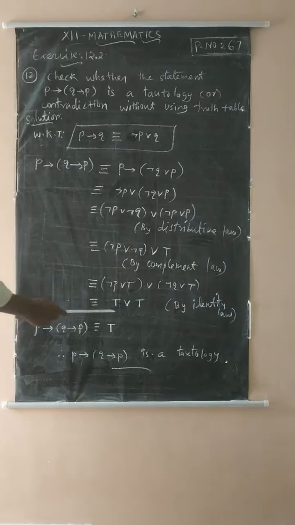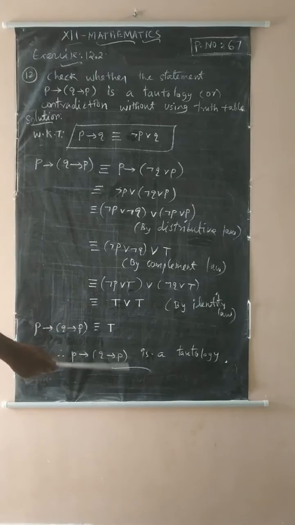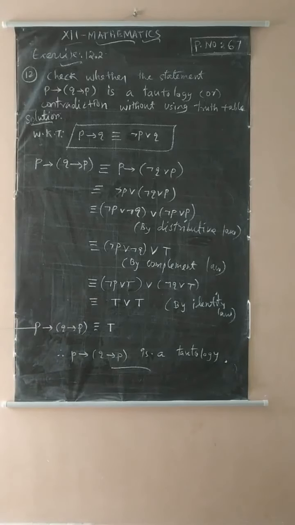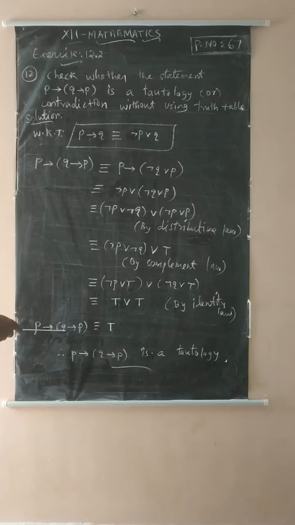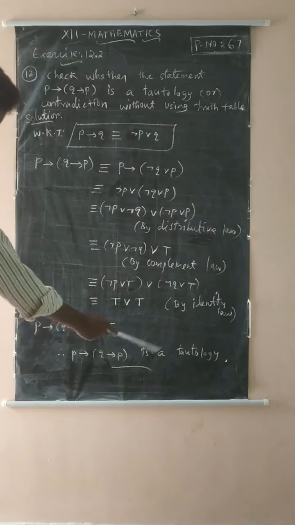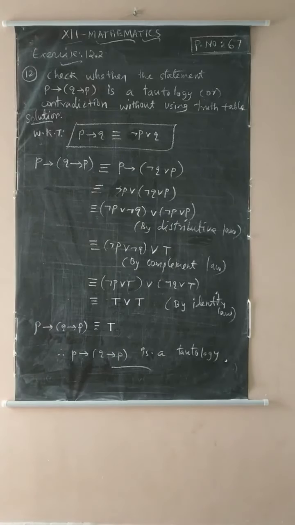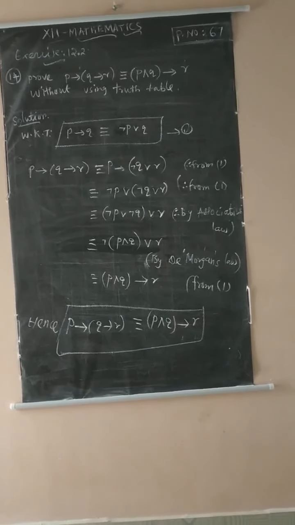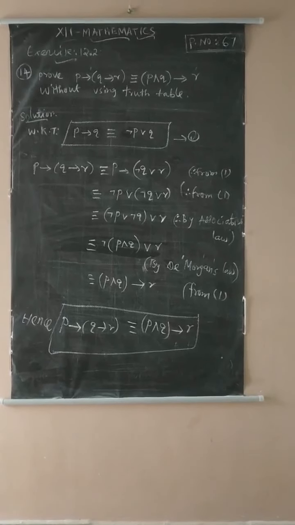By the condition, in our statement, if both are false our statement is false, otherwise true. So therefore T, T in our statement is true. So P conditional to the brace Q conditional to P is equal to true. Therefore the given statement is a tautology. The given statement is a tautology. That is the 12th question, students.